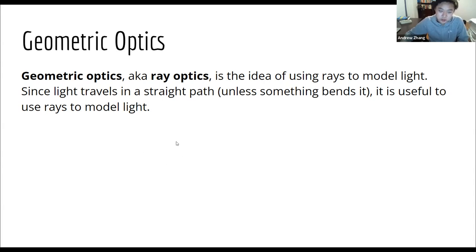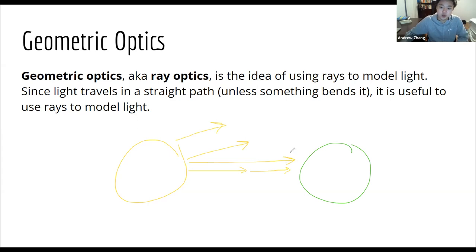So geometric optics, also known as ray optics, is the idea of using rays to model light. The idea is that because light travels in a straight path, unless something bends it, this is just what we know about light. For instance, if we consider something like the sun, then it'll have rays of light emitting out in straight lines. And then, of course, Earth will be over here somewhere, and the rays of light will be hitting the Earth from very far away. This is how light reaches from the sun to the Earth. It travels in straight paths. And using these straight paths, we can use stuff like mirrors and lenses to manipulate the way light will travel.